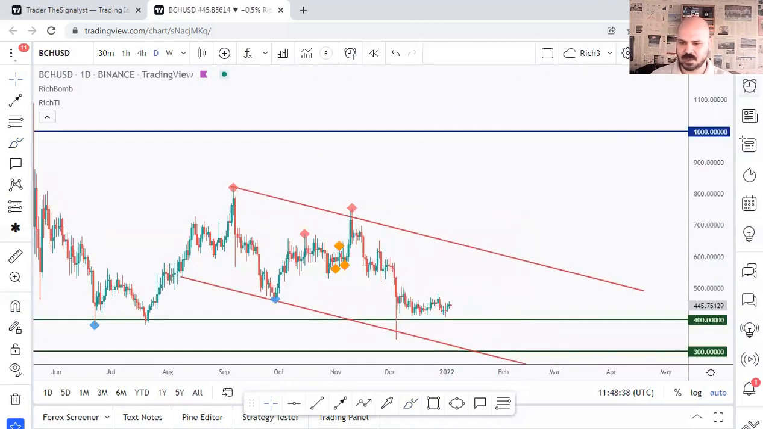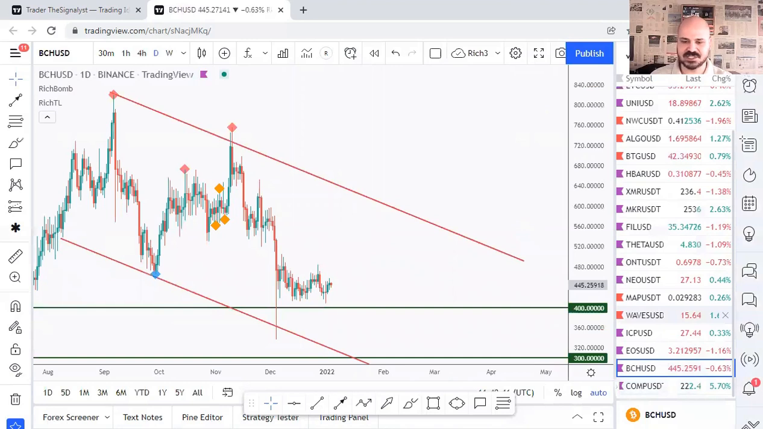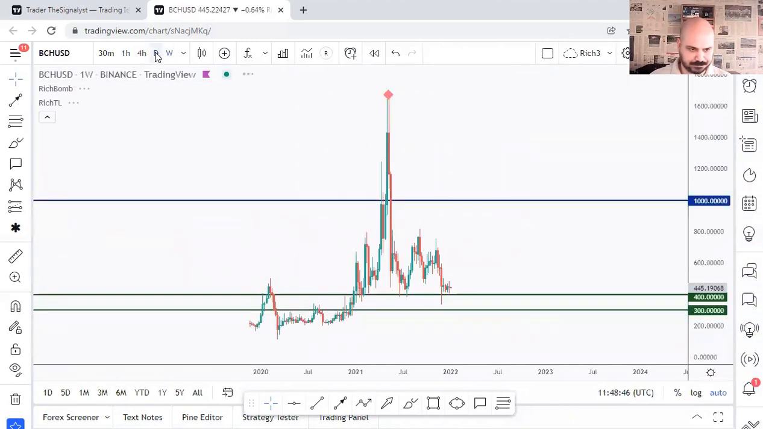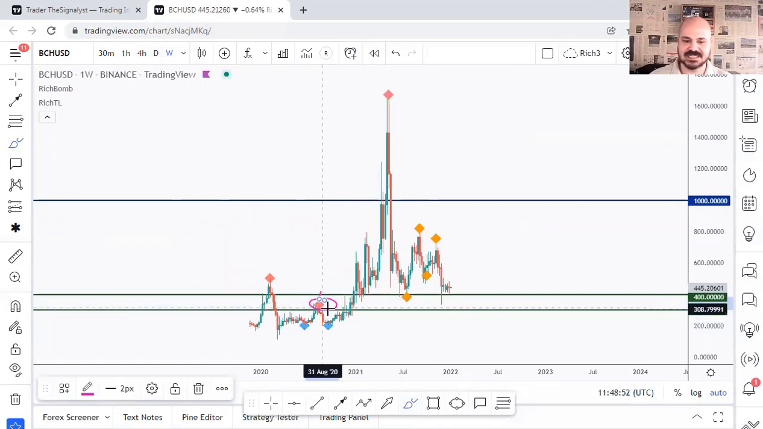I guess we still have one or two. Yes, we still have BCH and COMP. On BCH, Bitcoin Cash, the price is approaching a support area, as you can see, previously acting as a resistance, broken upward, support again. That's why we are looking for buy setups.